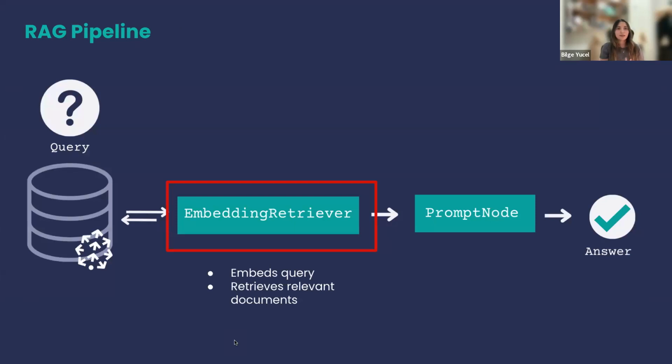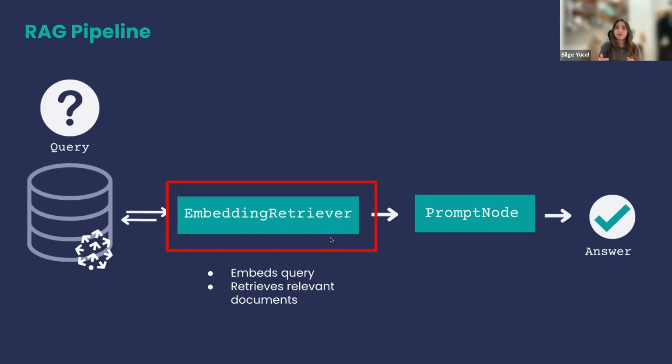So this part is done. The other part is the RAG pipeline. The RAG pipeline is quite small, shorter than the indexing pipeline. We only have two components here. The first one is the embedding retriever. It's again the same retriever that we use in the indexing pipeline.